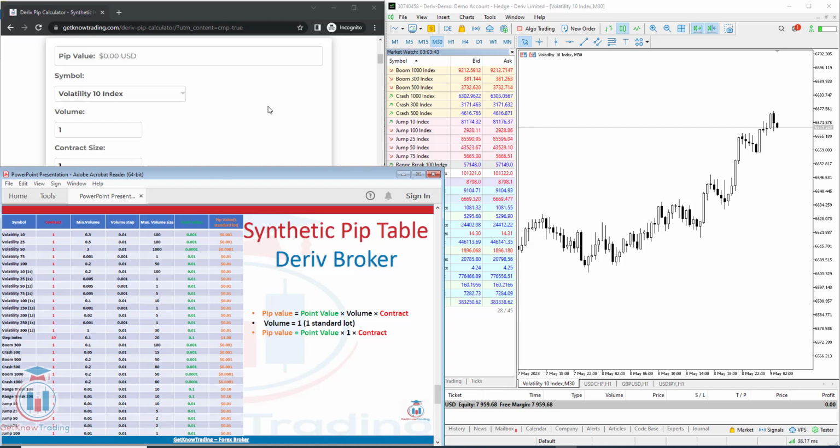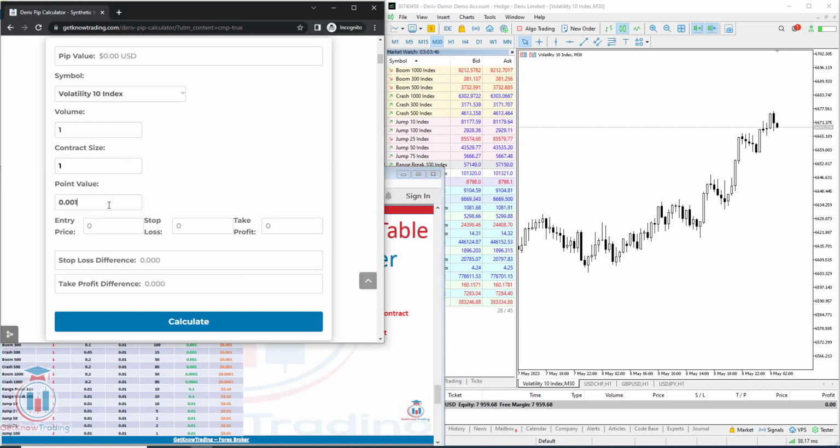So let's move forward. When you make a calculation, for example, with this point value, which is defined as 3 decimal points, it is 1 pip. So if you have a price change from 6668.788 to, for example, 789, this will mean a price change of 1 pip. So if you change the value here to 0.002, this will mean 2 pips, and when you click calculate you get the value for a pip.